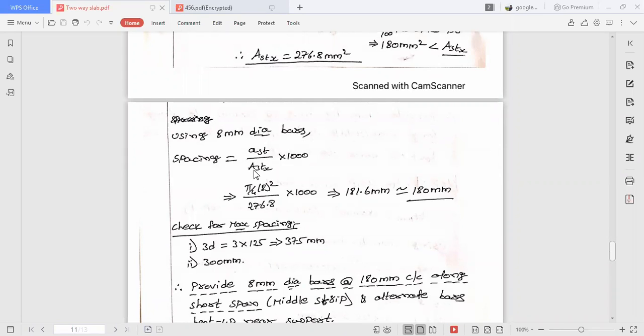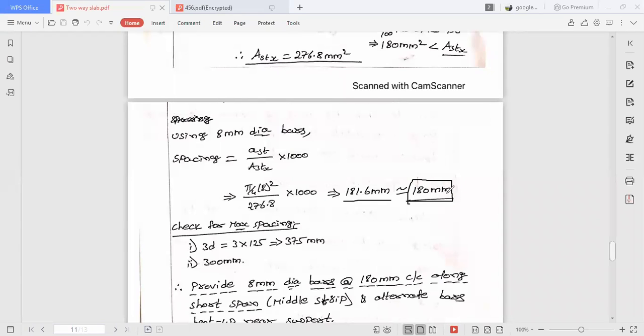Small AST by capital AST into 1000. Small AST means area of 8 mm bar. Pi by 4 8 square divided by AST 276.8. Substitute it, multiply by 1000. We got 181 mm and round it up to 180.